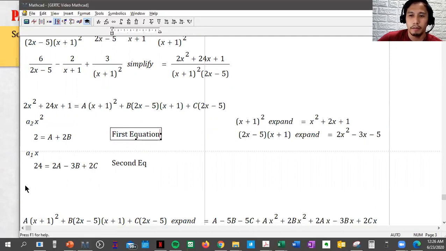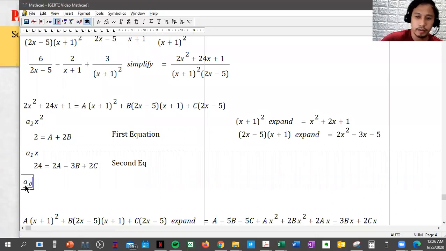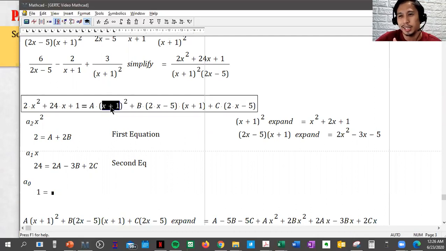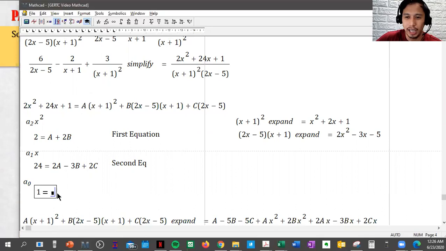Now, constant naman tayo, a sub 0. So, the constant at the left is 1. The constant at the right is equal to what? Where can we get a constant here? Here, x plus 1 squared. Its constant here is 1, right? Times a, so this is a. Then plus, how about here? What is the constant if we're to expand this? That's negative 5. So this is negative 5b, no? The constant here. And here, apparently that is negative 5c. Okay? If we're to expand that.